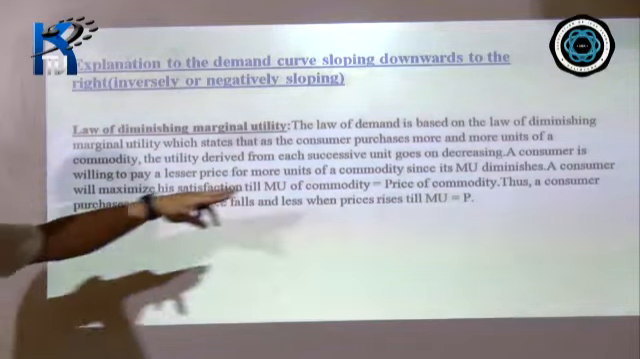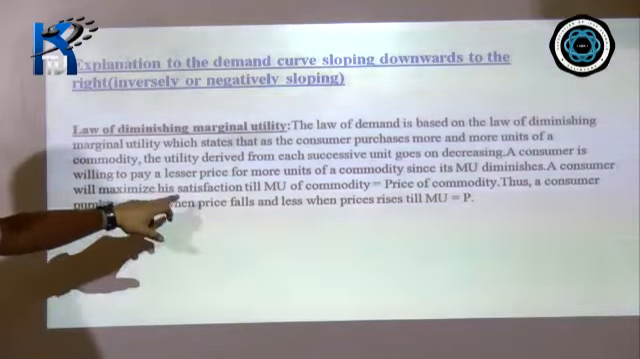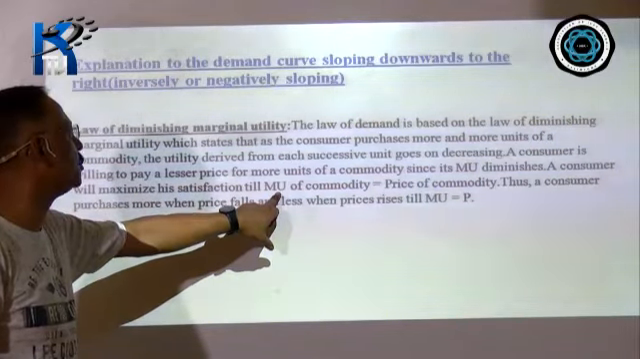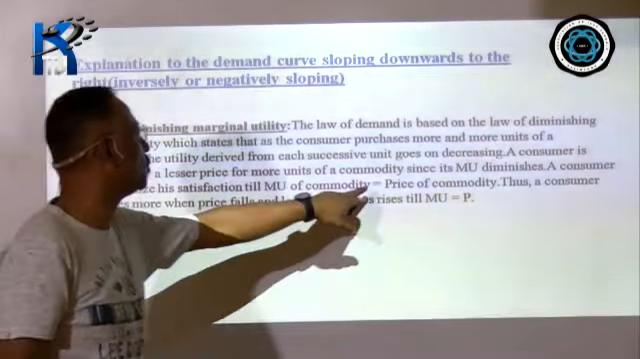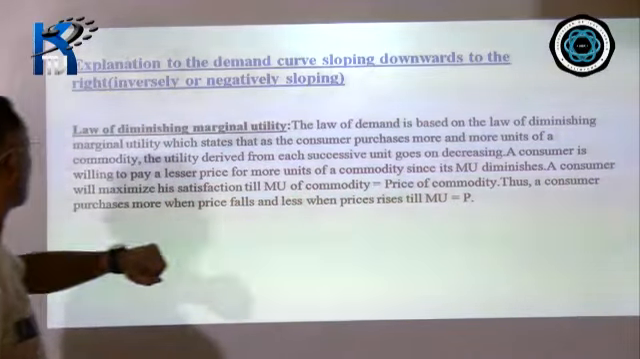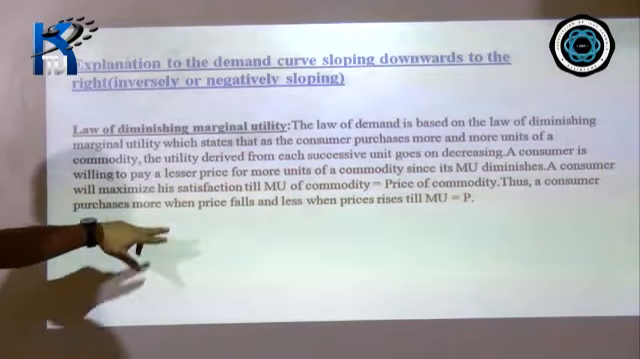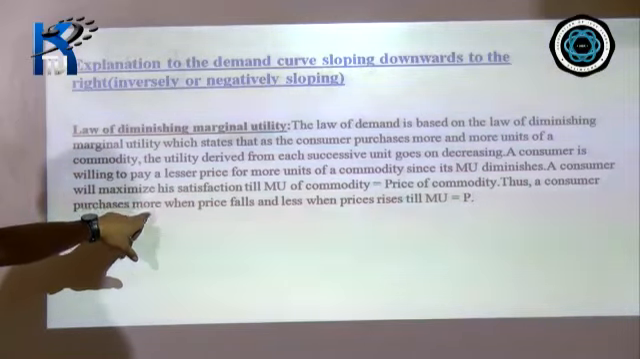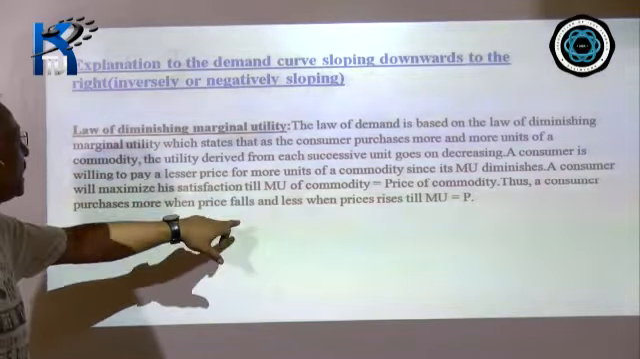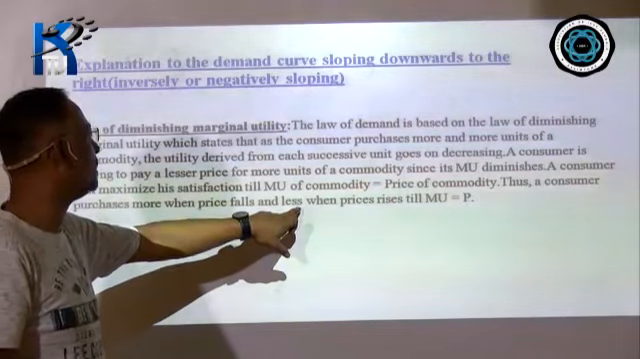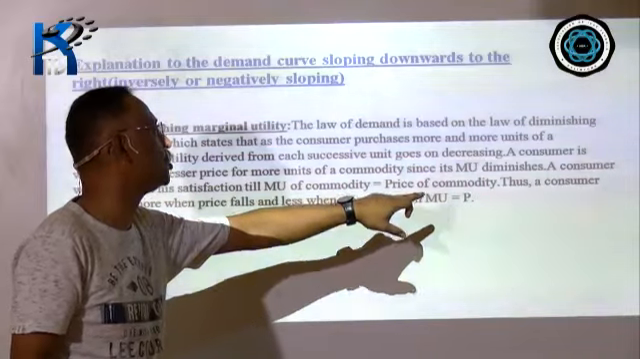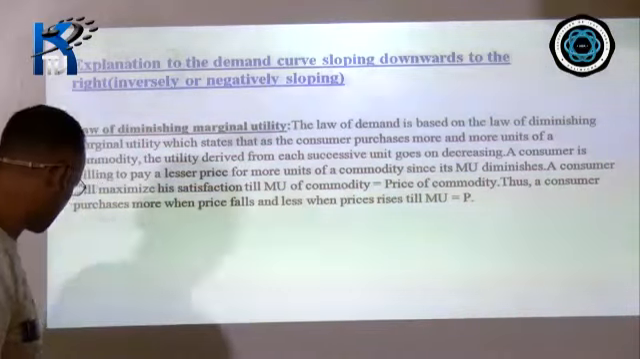I will continue anyway. A consumer will maximize his satisfaction till MU of a commodity, MU meaning marginal utility, is equal to the price. Thus, a consumer purchases more when the price falls. The quantity demanded by a consumer increases when the price falls, and his quantity demanded decreases when the price increases, till MU is equal to P. Now let me explain this to you.